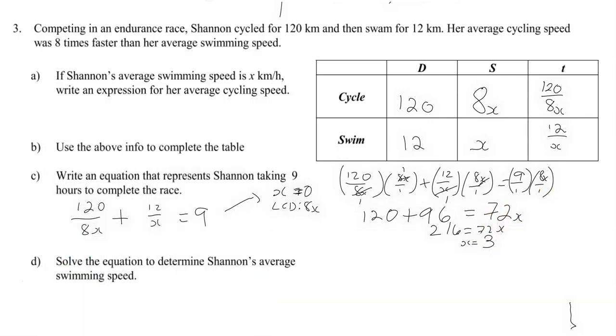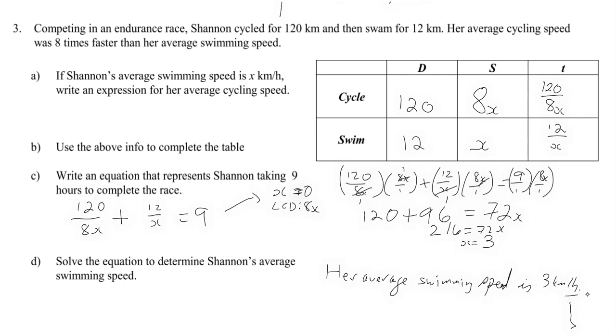So what are we saying? What did they ask? Solve for her average swimming speed, right? So swimming speed was x. So we can say her average swimming speed is 3 kilometers per hour.